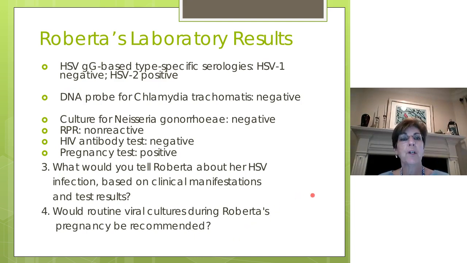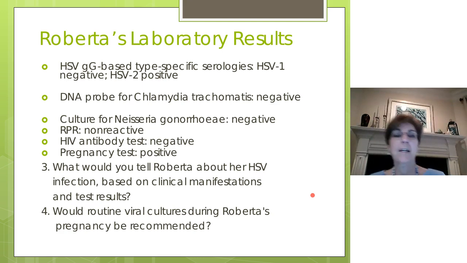So her laboratory results, the HSV type-specific serology, HSV1 was negative, HSV2 is positive. What are the differences between those two? HSV1 and HSV2. Kind of a trick question. Natalie says oral and genital. And that used to be so. They both are transmitted by fluids, so either one. And Mariah says they can cross.